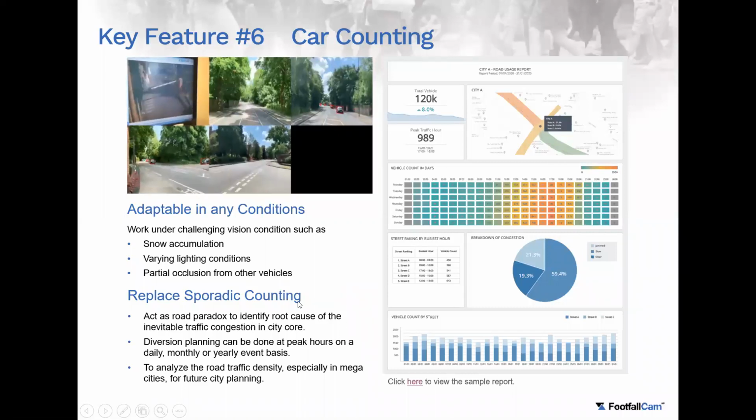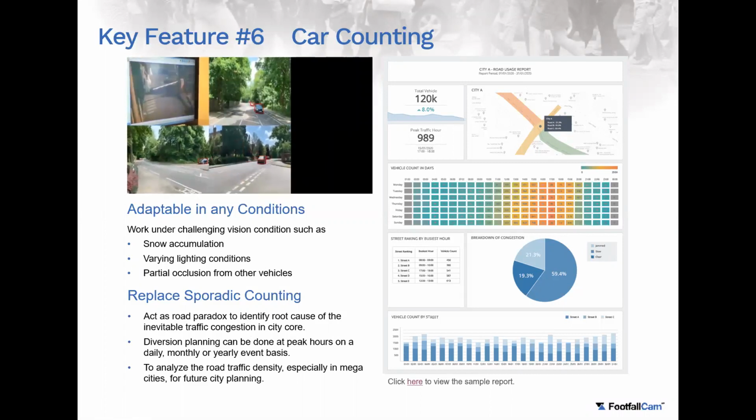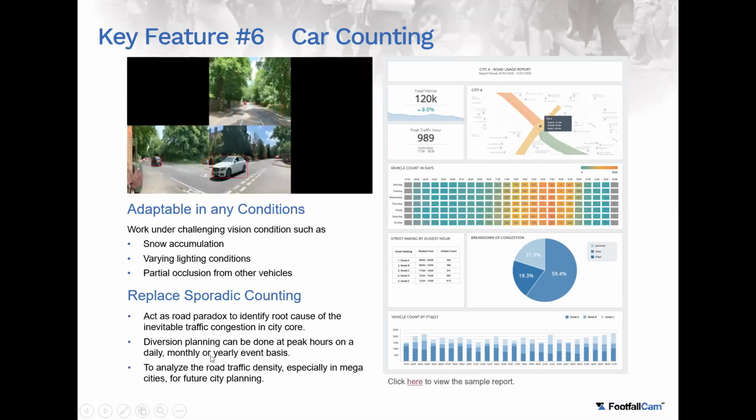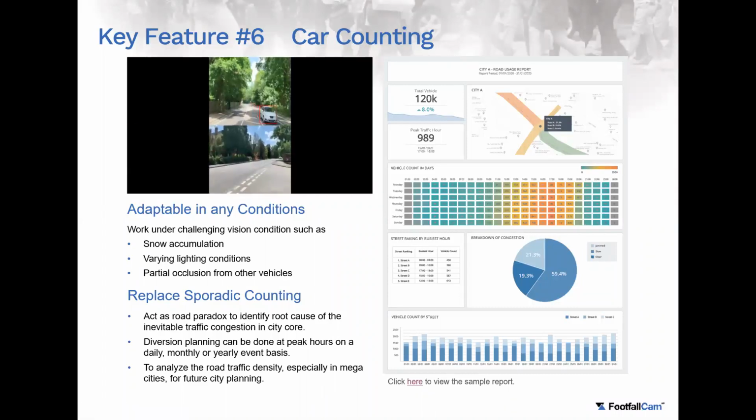So we can overcome quite a lot of these conditions. This one will then let you identify the root cause of any congestion in the city. You can make your diversion plan, and see immediately whether or not it's working or is actually causing more congestion. You can adapt your diversion planning based on the peak hours, on different times of the day or different times of the year, and then you can analyze the road traffic density. So these are data that are very crucial for any smart city planning.